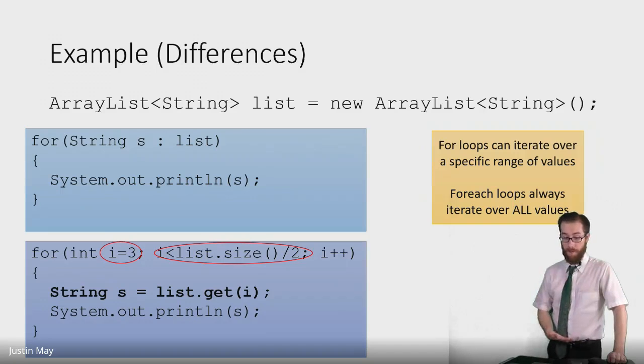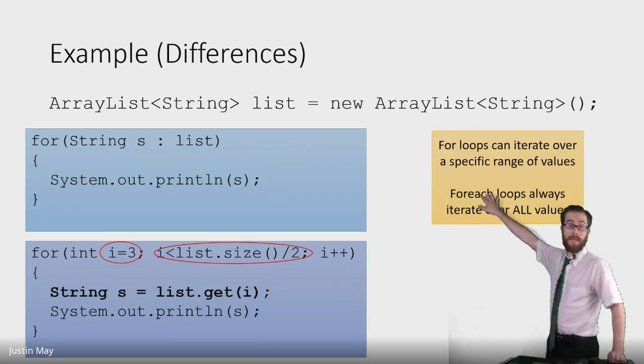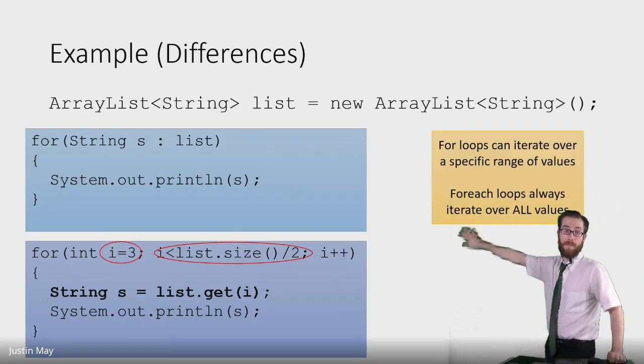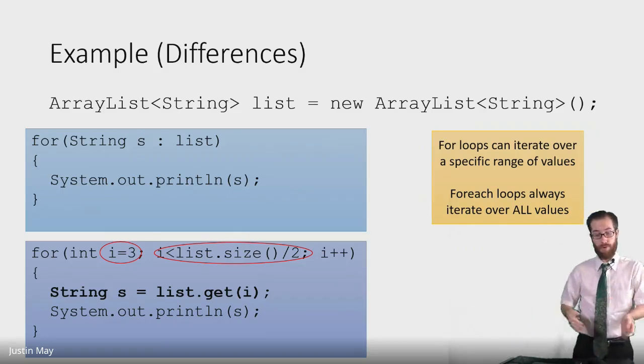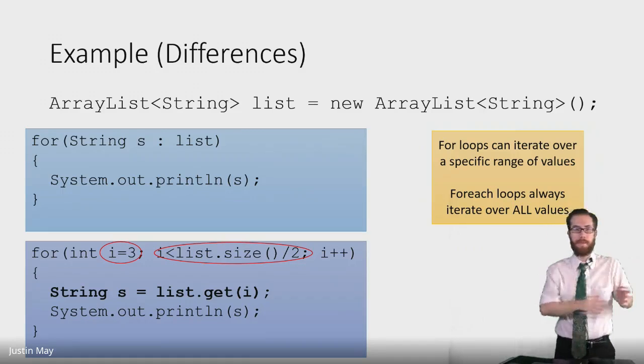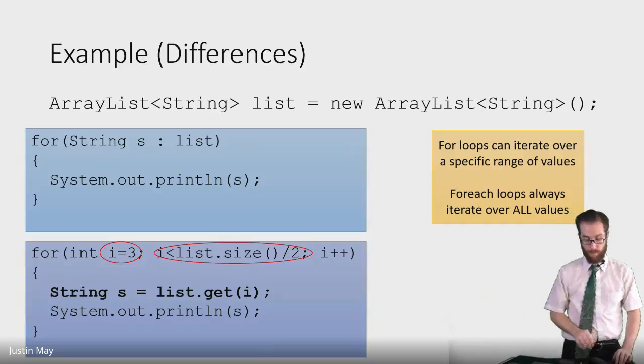Most of the time that you're iterating over a list, you want to iterate over everything. But sometimes you only want to iterate over the first half or just a small segment, in which case you need a regular for loop to do that.